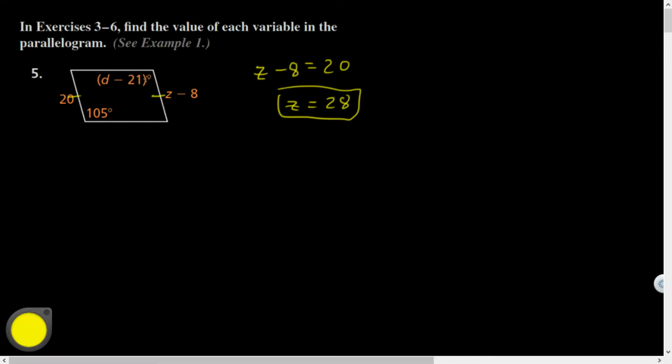And then as far as these angles, this guy is an angle here. You can tell by that degree. And opposite angles in a parallelogram are congruent. And if those angles are congruent, then their measures are equal by definition of congruence. So therefore, d minus 21 equals 105. Add 21 to both sides. D is going to equal 126 degrees.